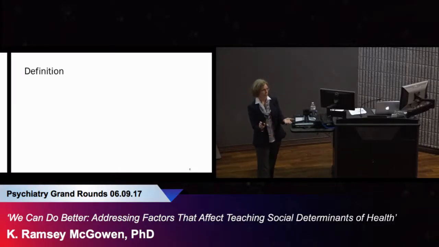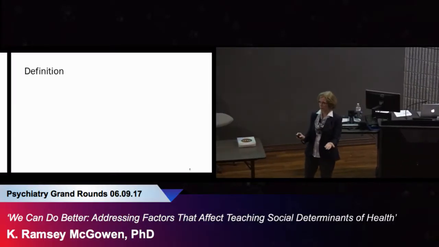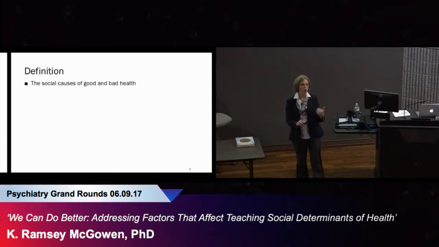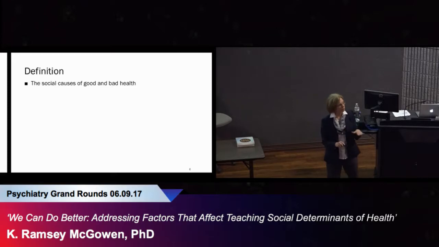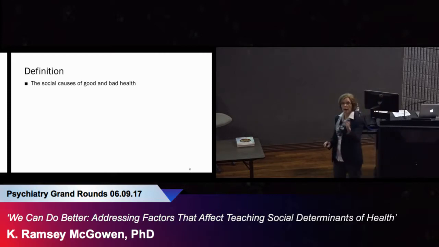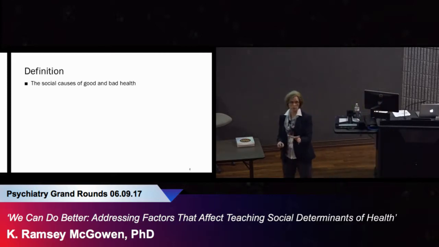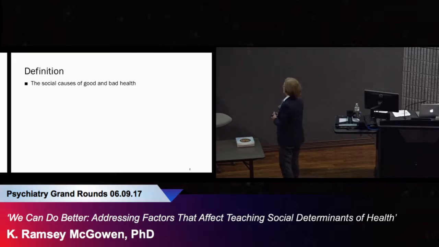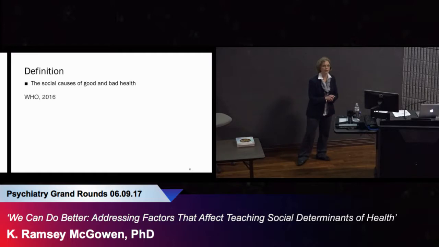In an academic presentation, you always have to define your terms, right? We need to make sure we're all talking about the same things. So I'll start with what I consider the default definition of social determinants of health, and that is really the social causes of good and bad health. Just the social causes, not the biological, psychological, or other things, but the things that emanate from the social environment and social conditions. Now that's not the formal definition, and probably it's important to know what that is as well.